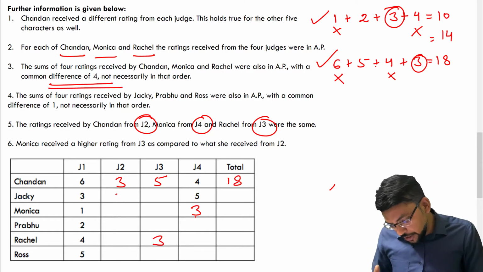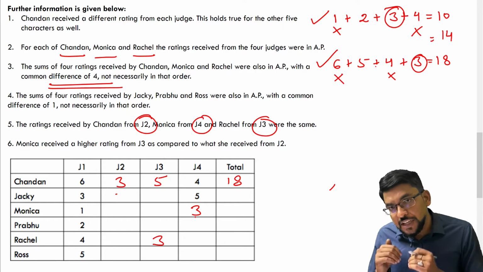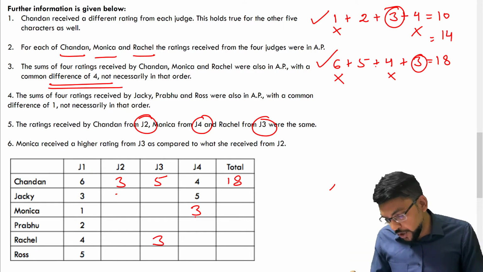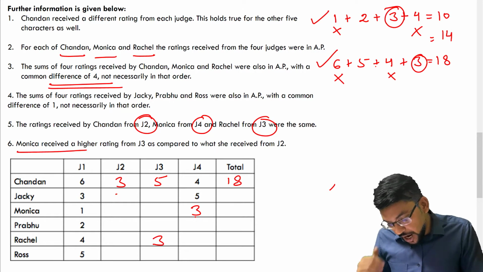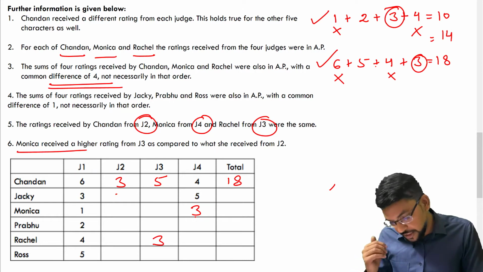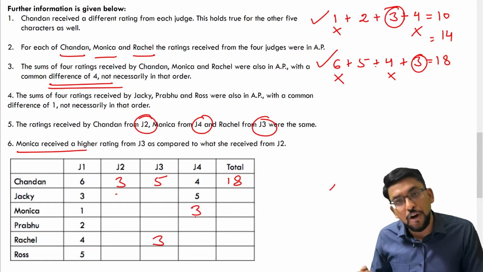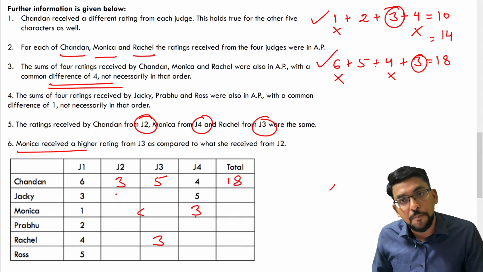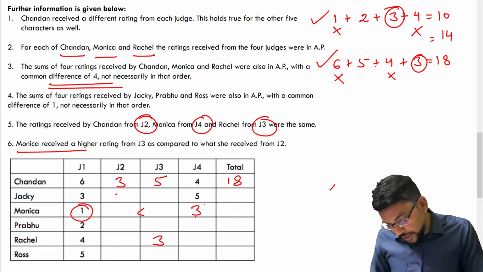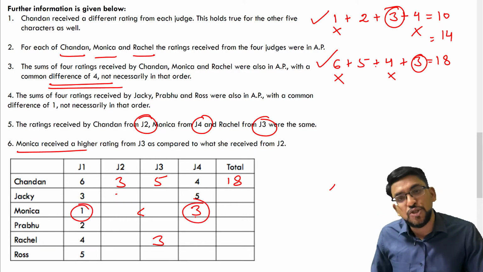Now similarly, if you look at Monica, we can see from information 6 that Monica received a higher rating from J3 than whatever she received from J2. That means this number has to be greater than this number. Now, if you see, 1 and 3 are already here, and these numbers have to be in AP, and the common difference is 2 here now.